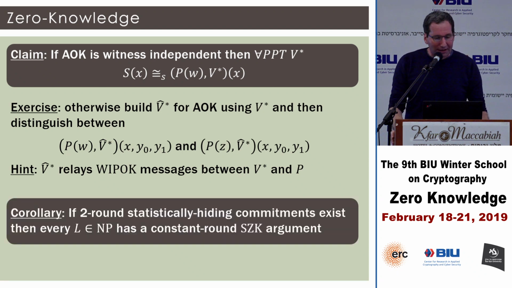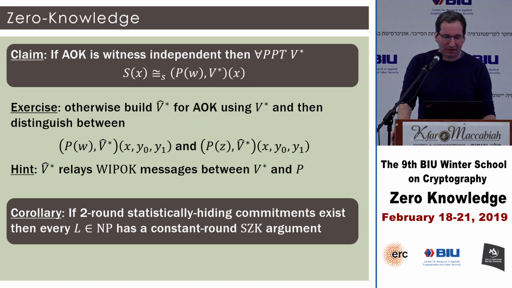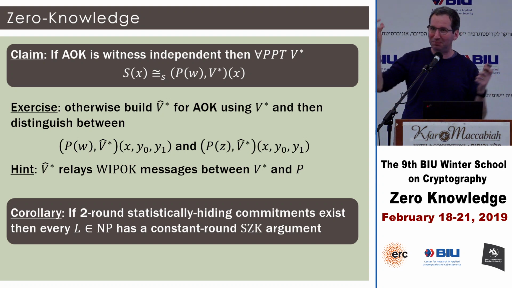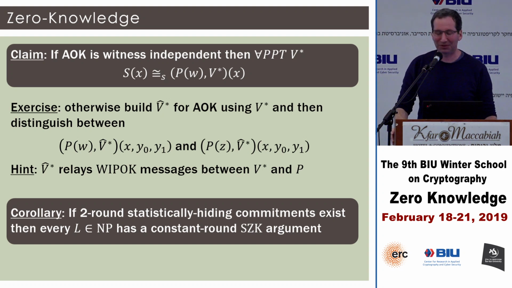Okay, so here's a corollary. If two-round statistically hiding commitments exist, then every language in NP has a constant-round statistical zero-knowledge argument. Beautiful protocol. It uses all the moving parts that you can think of, combines them together in a perfect way, and gets a wonderful result. This is a protocol by Feige and Shamir, by the way. It's one of the best protocol papers ever.